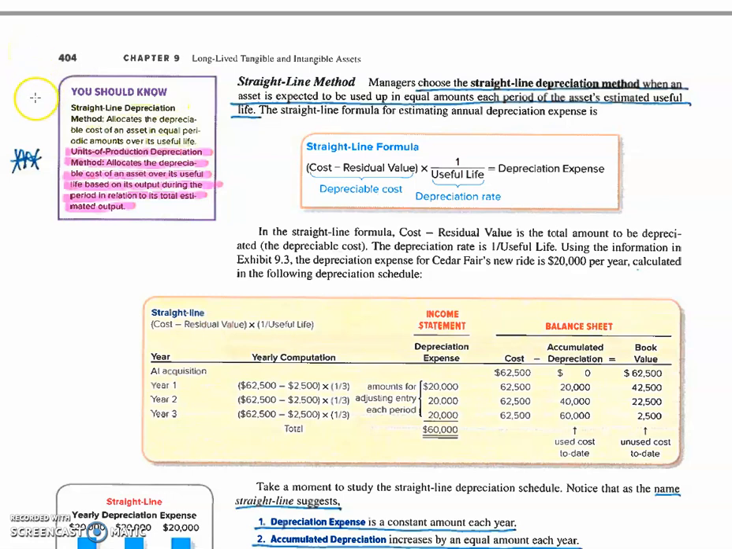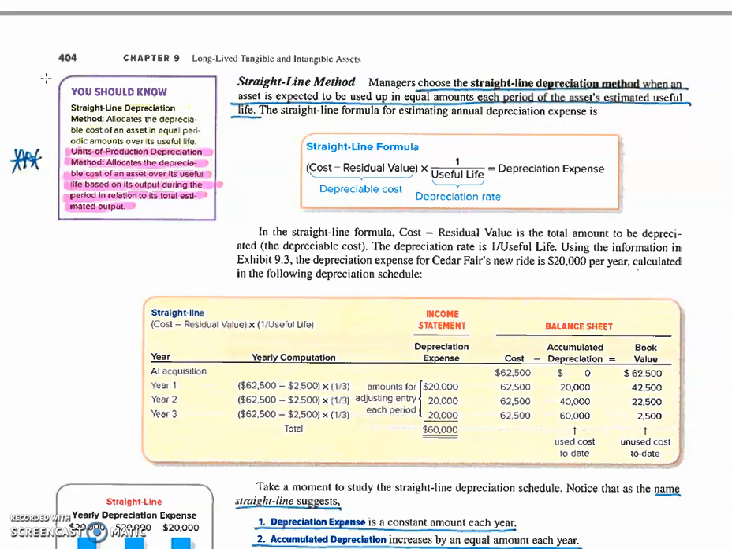Okay, students, we're back and we will talk about the depreciation methods now. We'll start with straight line. Now, straight line gets its name from the idea that if you were graphing depreciation expense over the life of the asset, you just have a straight line.